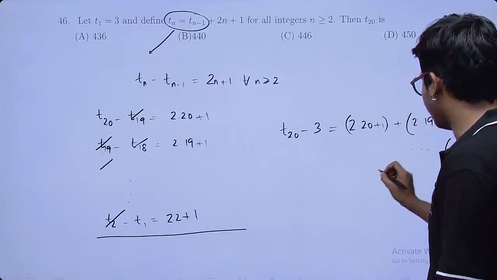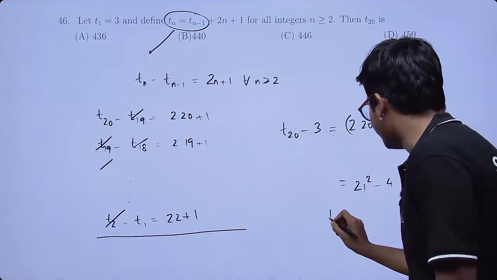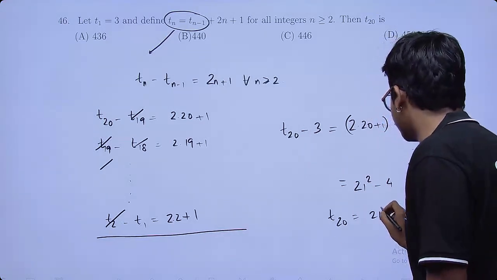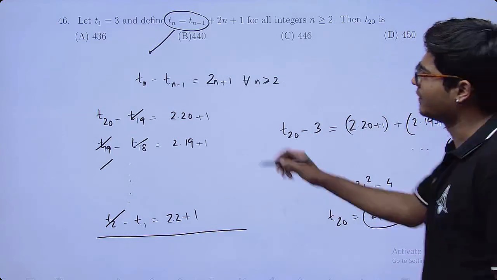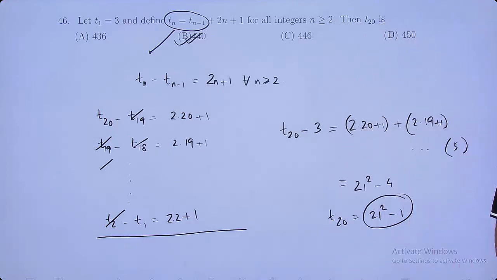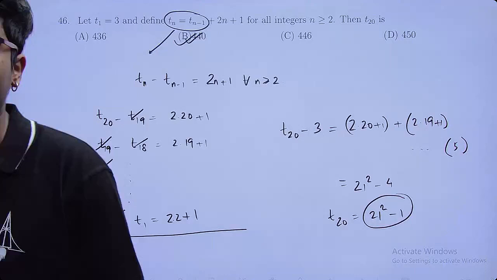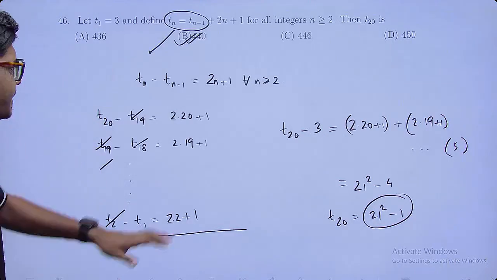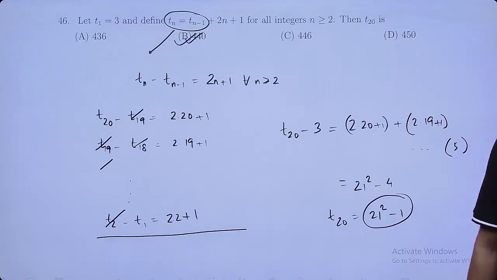So coming back here, this is equal to 21 square minus 4, which means T20 is nothing but 21 square minus 1. Send the minus 3 to the other side. 21 square is 441. 441 minus 1 is 440, right? So the answer is B. Is this clear? The first one. Any questions, anyone? Simple, right? Just going for this recursion sum, okay? Cool.